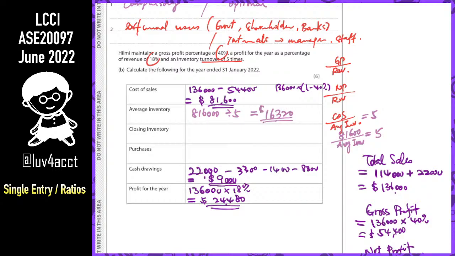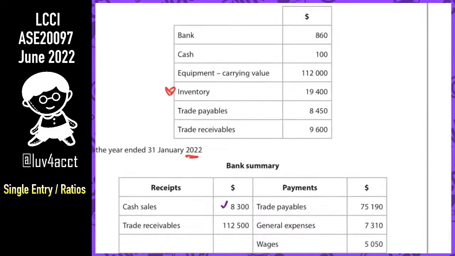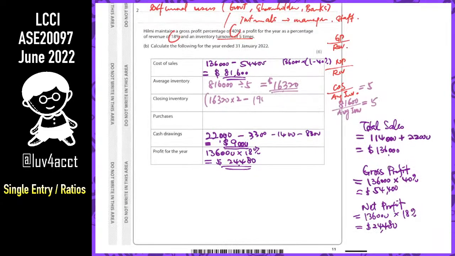Good. If we have average inventory, 16,320 multiplied by 2, and then we have opening inventory marked by this heart here, 19,400. Nice. 16,320 times 2 minus 19,400 gives 13,240. Yay! Great. Okay, one more item, purchases.